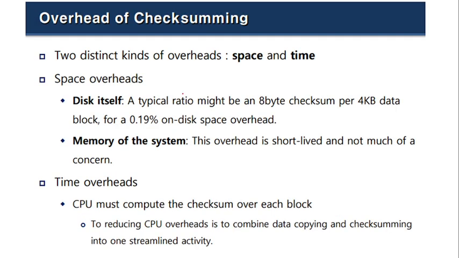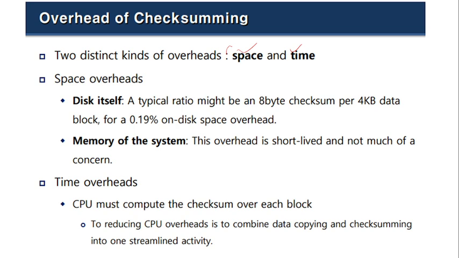Next, checksum overhead. The overhead of checksums depends mainly on space and time. So the optimization techniques are all related to space and time. If you reduce the space, automatically your time will increase, and every mechanism used in the computer system is meant to reduce the space as well as the time for the process. So here there are two kinds of overheads, space and time.